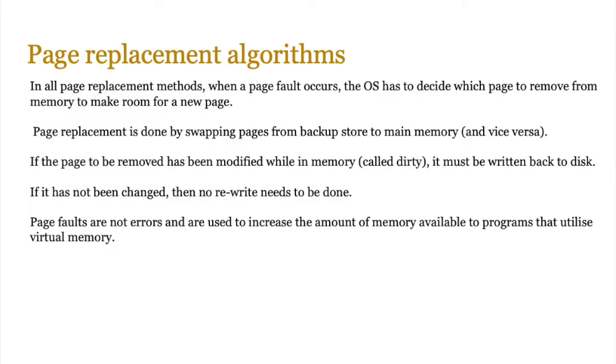Now, in all page replacement methods, when a page fault occurs, the operating system has to decide which page to remove from memory to make room for a new page. And this is done by swapping pages from the backup store to main memory and vice versa. All algorithms do the same thing. If the page to be removed has been modified while in memory, for example, we call it dirty, it must be written back to disk. So you can't just simply discard it. You have to write it first, and then that's the end of that. If it hasn't been changed, then we don't need any rewrite and we can just discard it. That's the point of the D flag.